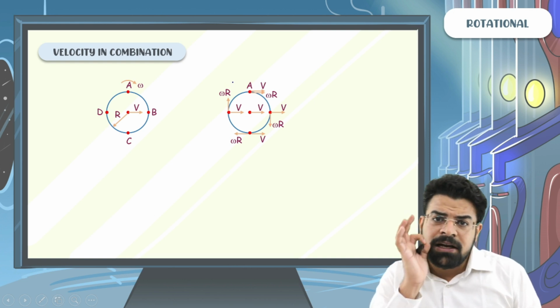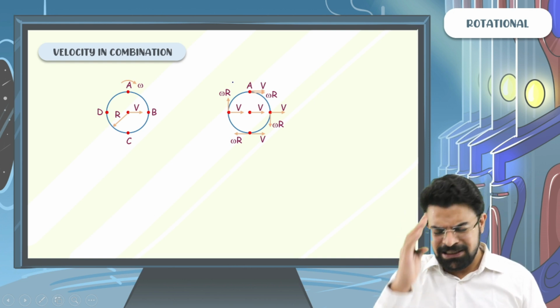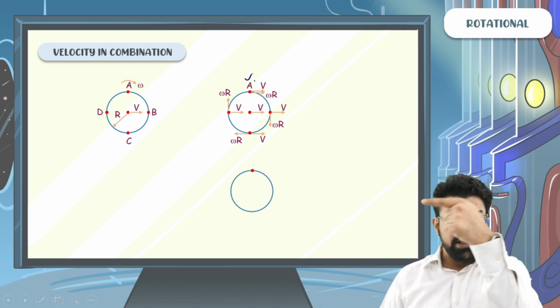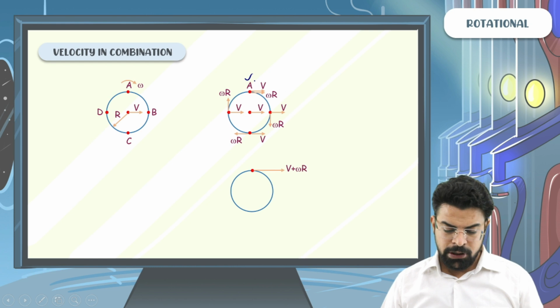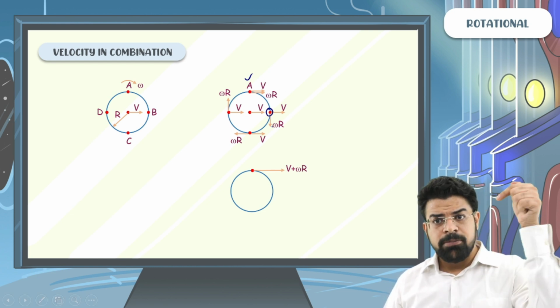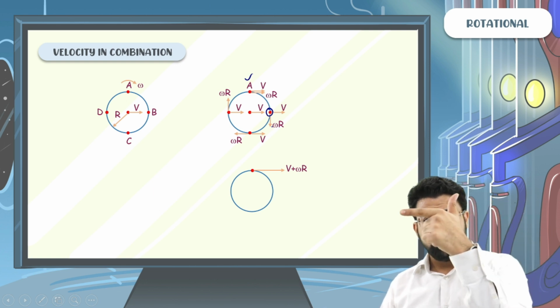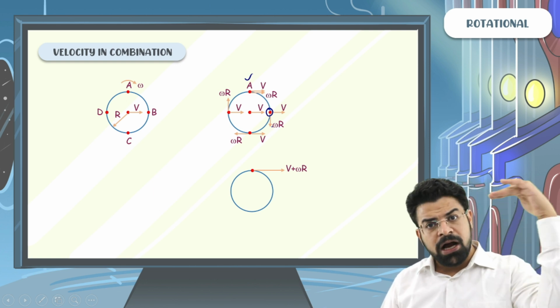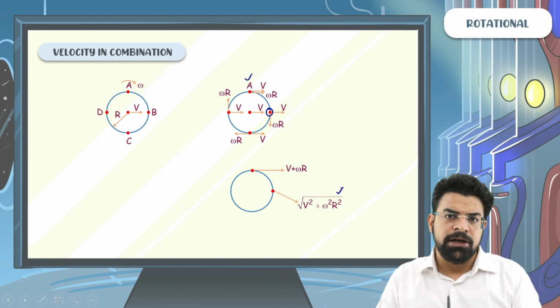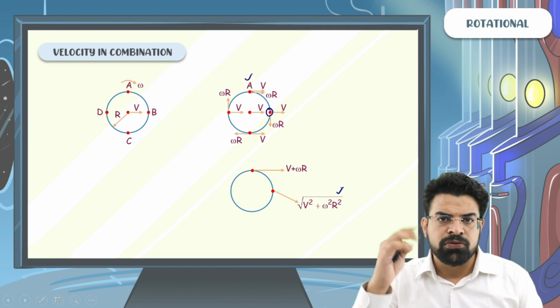Now, how to write the net velocity at point A, B, C, D? Sir, it's very easy. At point A, the topmost point, the net velocity will be V plus omega r. At point B, the frontmost point, the net velocity will be the vector sum of the translational velocity V and the rotational velocity omega r. So that will be under root of V square plus omega square r square.